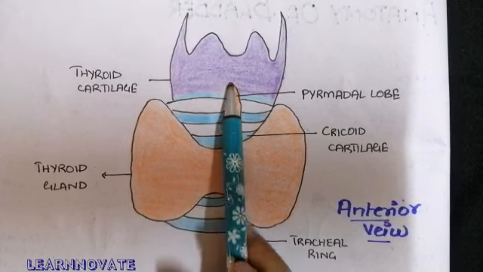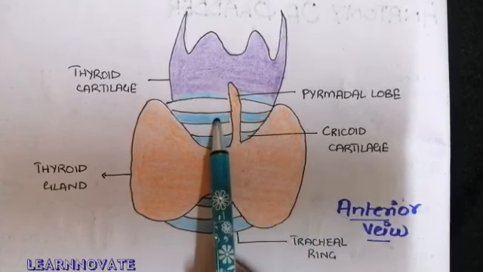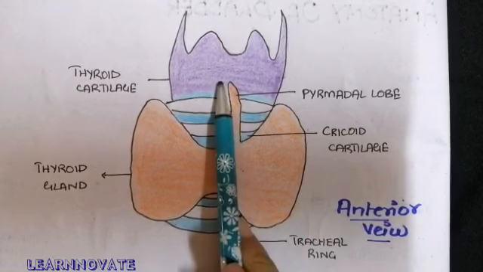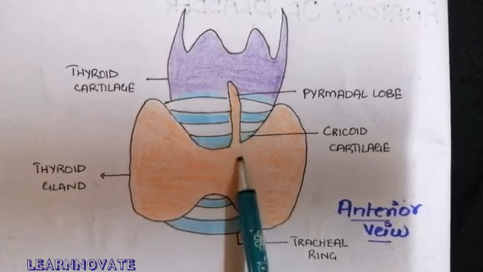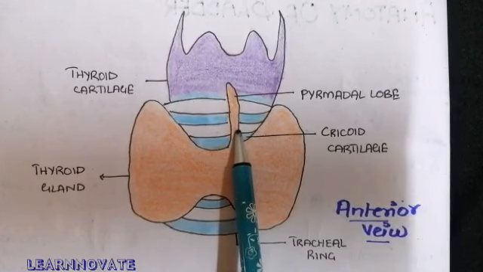Now here you can see this is a lobe called a pyramidal lobe. This pyramidal lobe is the caudal end of the thyroglossal duct that is attaching it to the hyoid bone. So this is a remnant of a thyroglossal duct that may persist in some of the thyroid glands.